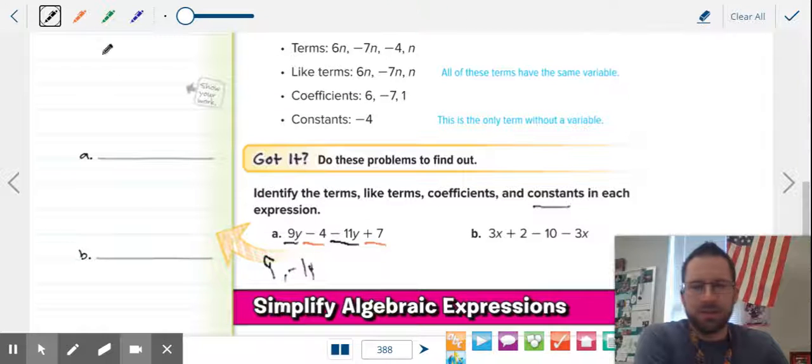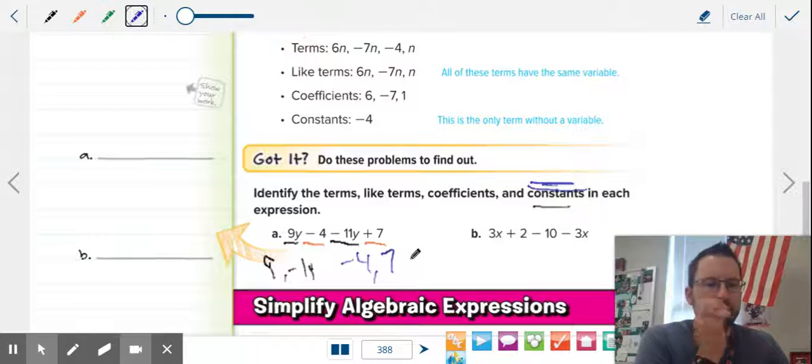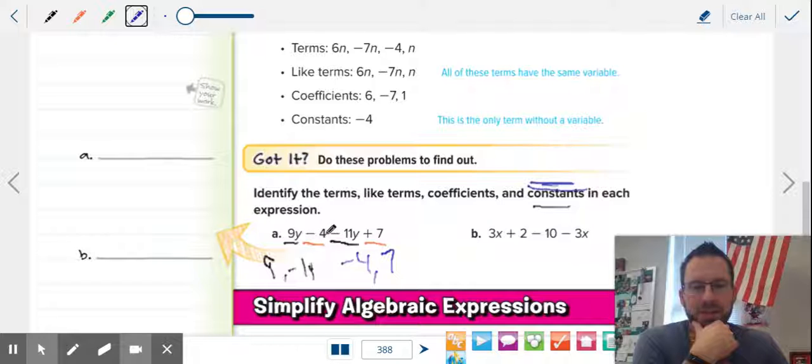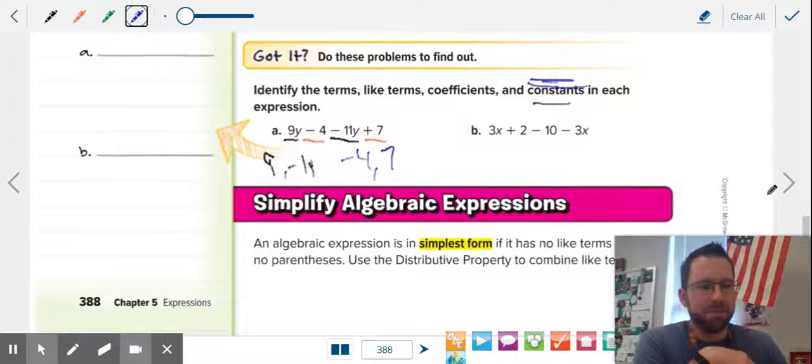Constants. What are the constants? Let's put constants in blue. Constants are numbers without variables, so we have -4 and +7. So remember, you can also rewrite subtraction as addition. So this is plus a -4, and that's why this comes together as a negative sign. You can treat it just like it's a negative thing when you have subtraction. All right, same thing goes over here. I'm not going to do a second example because of time.